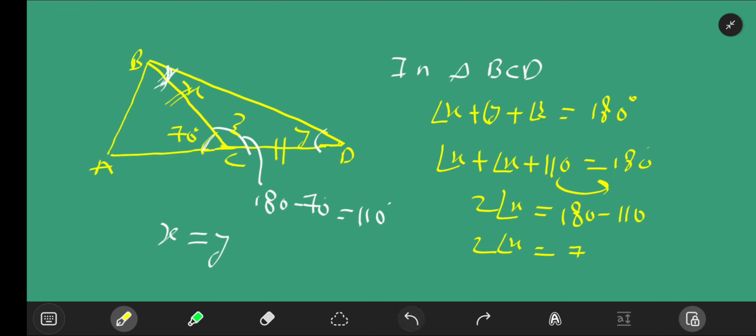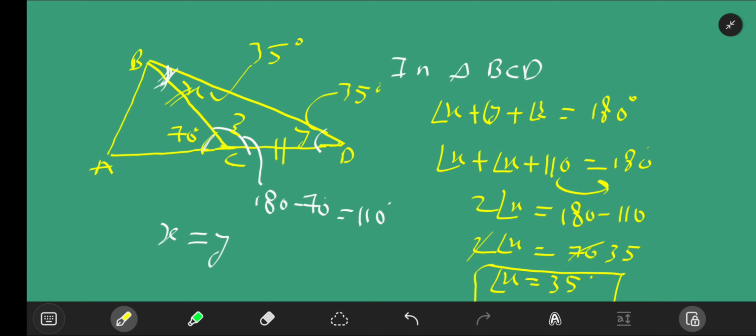So 2 angle x is 70 degrees, and angle x is equal to 35 degrees. Since x is equal to y, this angle x is 35 degrees, and this y is also 35 degrees. This is the way of solving the problem. This is the example. Okay, that's all for today.